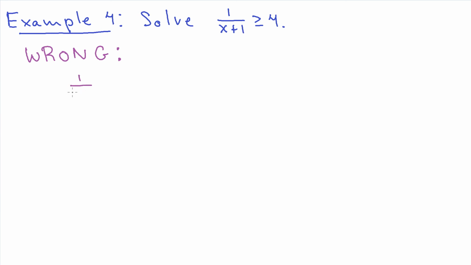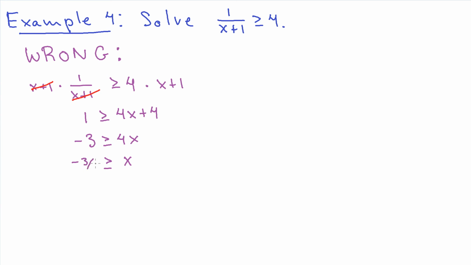When I look at 1 over x plus 1 is greater than or equal to 4, you might say, oh, we'll just multiply both sides by x plus 1. That'll make it so much easier. And then it cancels out on the left-hand side. Great. And then we end up with 1 is greater than or equal to 4x plus 4. And so subtracting 4 from both sides, we have -3 is greater than or equal to 4x. Dividing by 4, we have x is less than or equal to -3/4. And we say, oh, that was so much easier. There we go. Again, this is wrong, and you can see that.